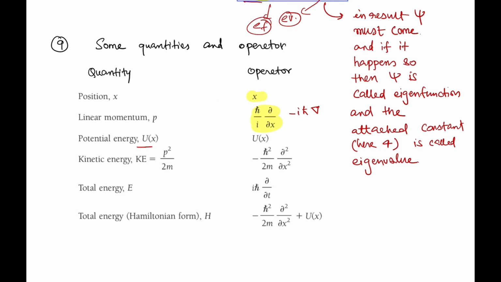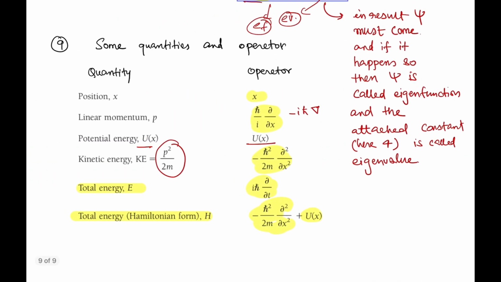For the potential energy, it is again the same. For the kinetic energy, we just found that it is h bar squared by 2m times the double partial derivative with the minus sign. Now total energy is iota h bar d by dt, and total energy in Hamiltonian form is kinetic energy plus potential energy.